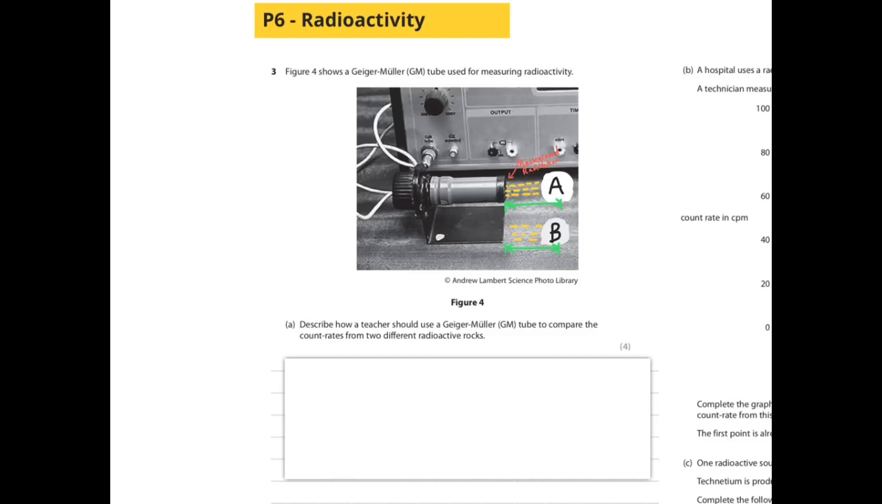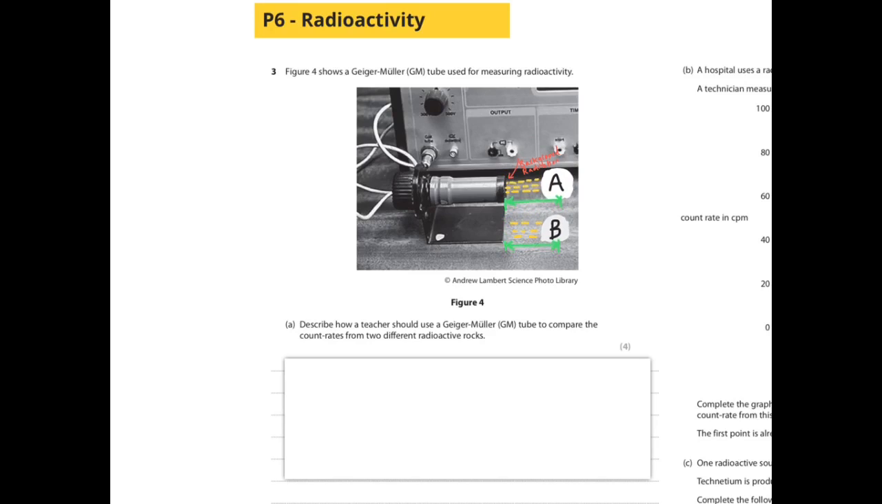So basically, you want to place your rock samples near the mouth of the Geiger-Müller tube. And what you want to make sure, obviously, is that you place each rock at the same distance, because if you put one rock further back, it might receive less radiation or the count might be low. It might affect the count. So to keep it fair, you need to put both rocks at the same distance from the mouth of the GM tube, and you take the reading.